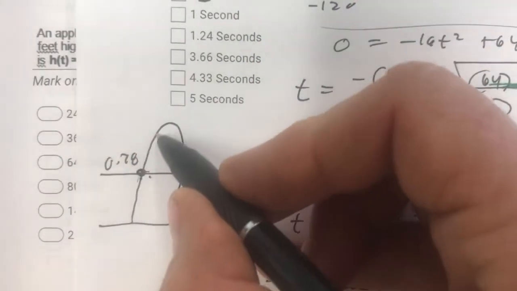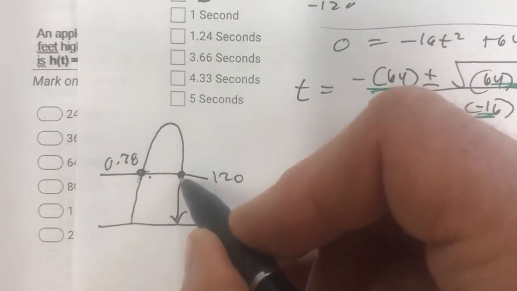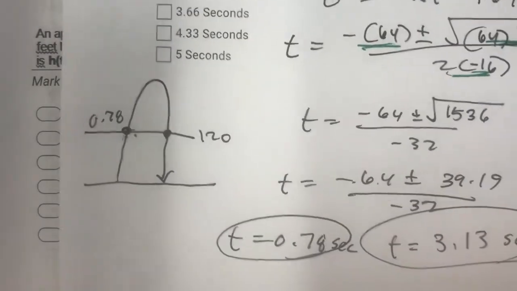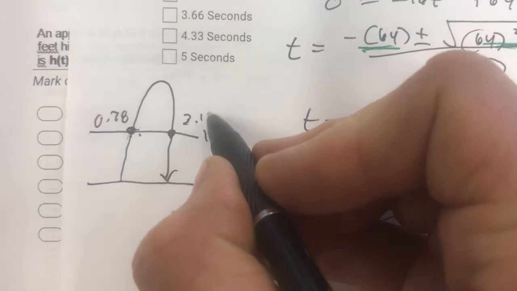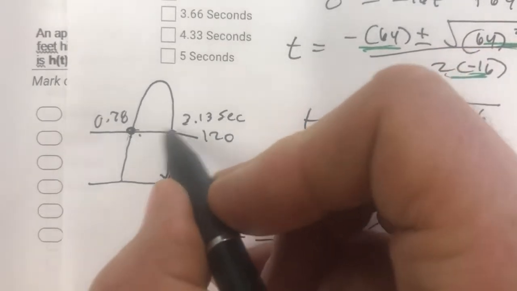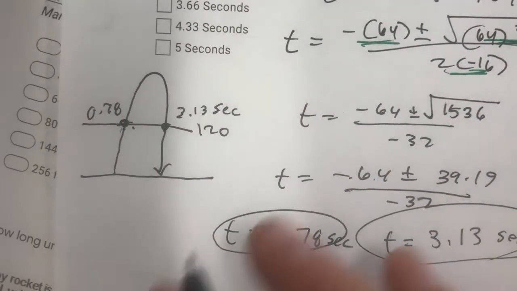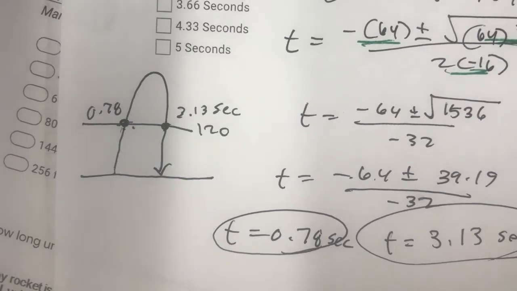And it's going to keep going though, and then it's going to start falling back down, and then right there it'll be 120 feet high again, which would be 3.13 seconds. And so that's why there's two answers. It will be that high on the way up, and then it'll be that high on the way back down.